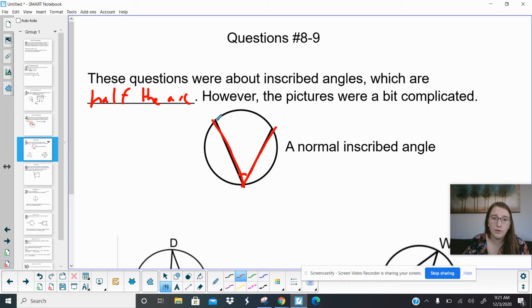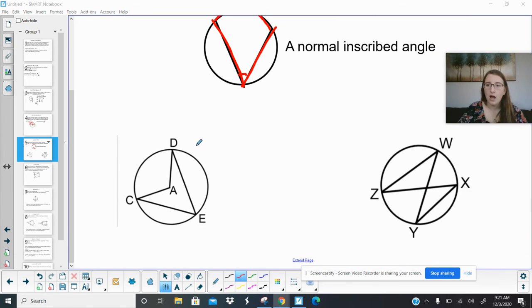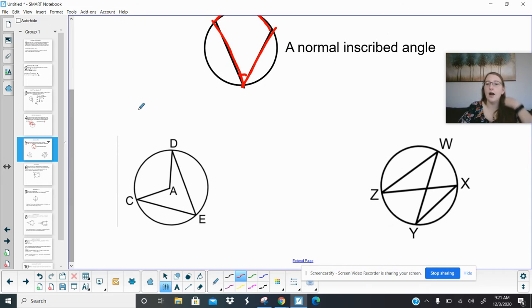This angle would be 1/2 the measure of this arc. But these were the two pictures you had, possibly. You may have had 2 of these or 2 of these, but these are the 2 possible pictures you could have gotten for questions 8 and 9.